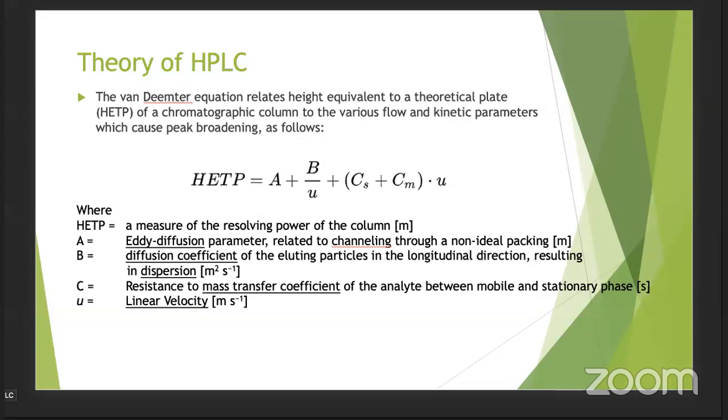Now, mass transfer rate depends upon the affinity between the stationary phase and the analyte, affinity between the mobile phase and the analyte, as well as the flow rate of the mobile phase. Now, low flow rate gives good separation, whereas higher flow rate will give you a fast separation.